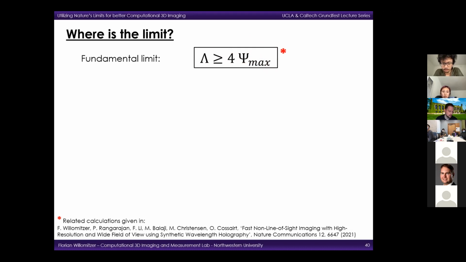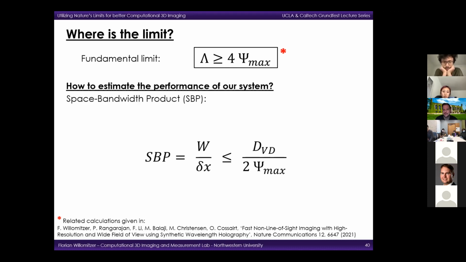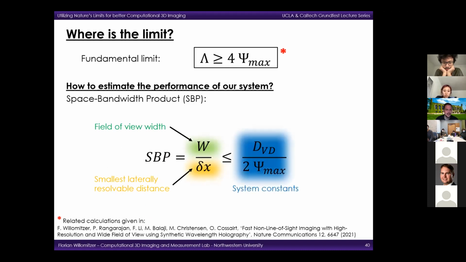And in order to estimate the performance of our system now, we can use, again, the space bandwidth product that we have seen earlier and end up with this term, which is, again, an uncertainty product now between the width of the field of view that you can actually see around the corner and the resolution that you can achieve. And on the right side, you have 2 system constants, the maximal wavefront aberration, which is basically dependent on the surface roughness or the transport mean free path if we have scattering media.